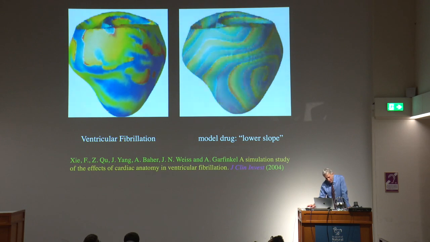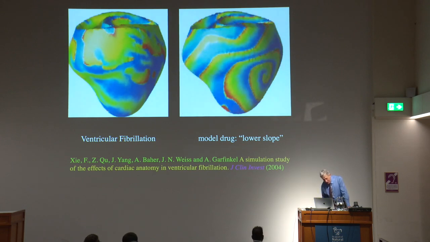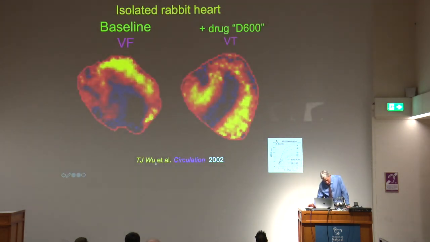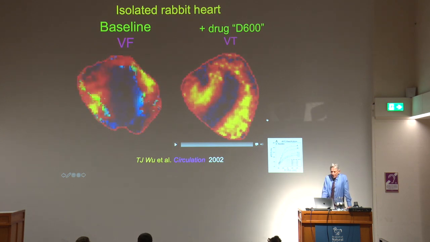So we started showing these, and cardiologists said, well, son, the heart is much more complicated than your mathematical models. There are all of these externalities, ischemia, fibrosis, necrosis, what have you. So one of our group, TJ Wu, is now chief of cardiology at National Taiwan, decided to do an experiment in a rabbit heart. So here is an isolated Langendorff rabbit heart, imaged with a voltage-sensitive dye, so you can see the voltage on the whole surface of the heart. And here is fibrillation in a rabbit heart.